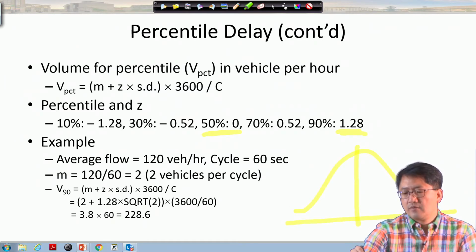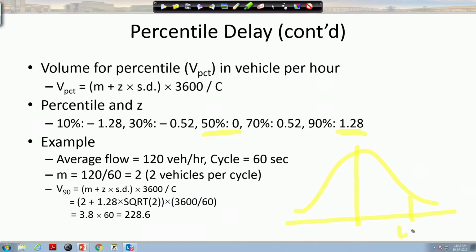So this is giving 1.28, and that's only 10%. So you find the 90th percentile value. 0.52 is giving the 70th, and minus 1.28 is going this way. So you are on that range. So this will generate the average volume per percentile area.